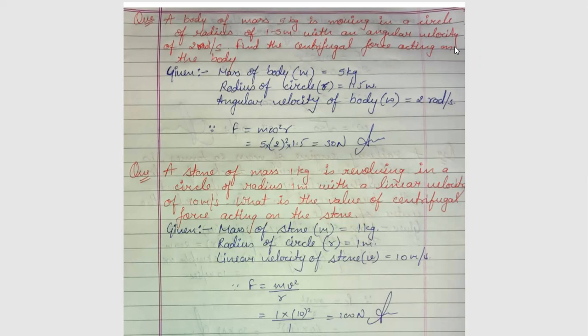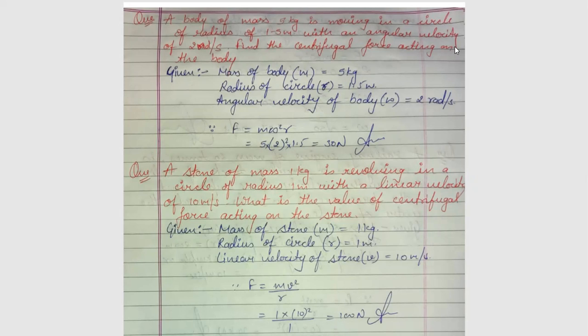So here, given the mass of body m is 5 kg, radius of circle r is 1.5 meter, angular velocity of body omega is 2 radians per second. We know the formula of centrifugal force acting on a body is F equals m omega square r. We put all the values in this formula and we get the answer, which is 30 Newton.